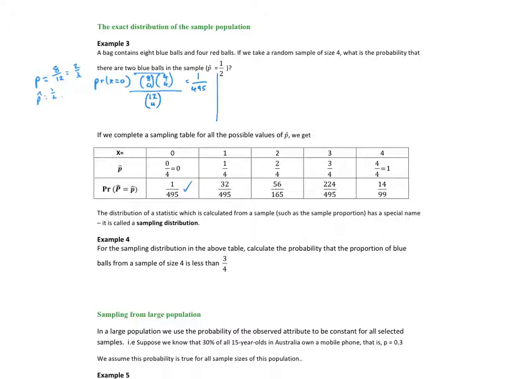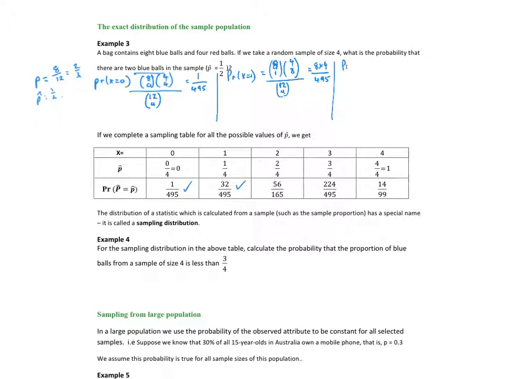If I do the same thing for the probability of x equaling 1, in other words, selecting 1 blue ball: of the 8 blue balls, I'm going to pick 1, and of the 4 red balls, I'm going to pick 3, again over 12C4. That is 8 times 4 over 495, which is 32 over 495. And we continue that through.